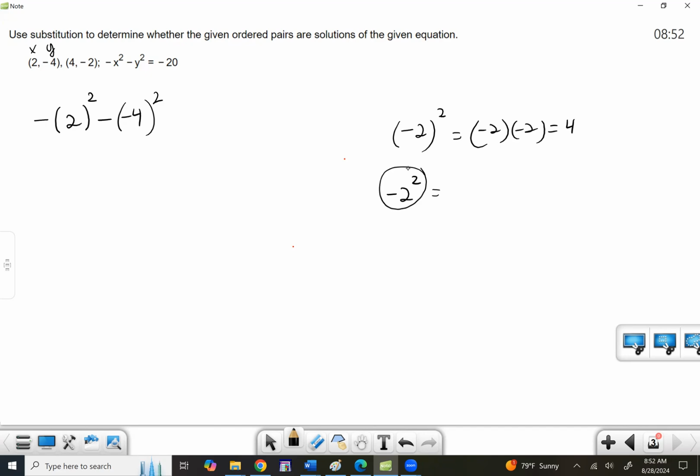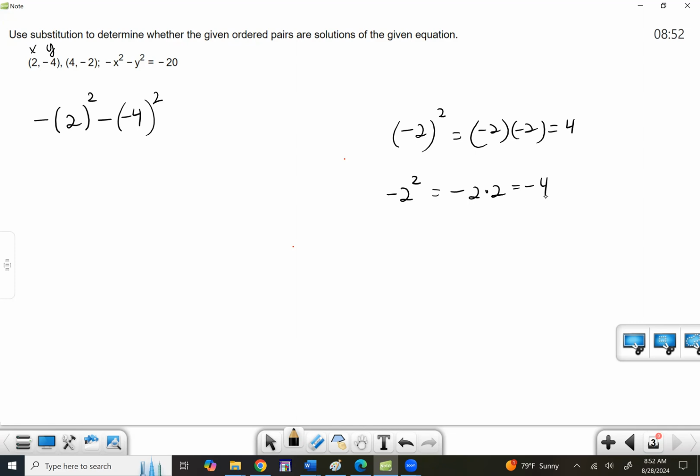Because on this second example, the negative sign is not in parentheses, the only thing that's going to get the exponent of 2 is the closest thing, the 2 only. So what this one means is negative, and it's just the 2 times the 2 that you're going to do. So wrapping those parentheses around the negative sign means, hey, square the negative also.